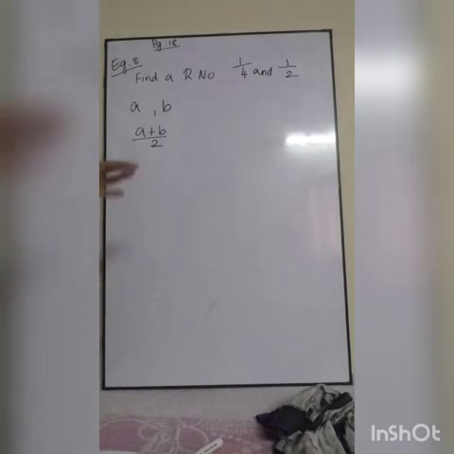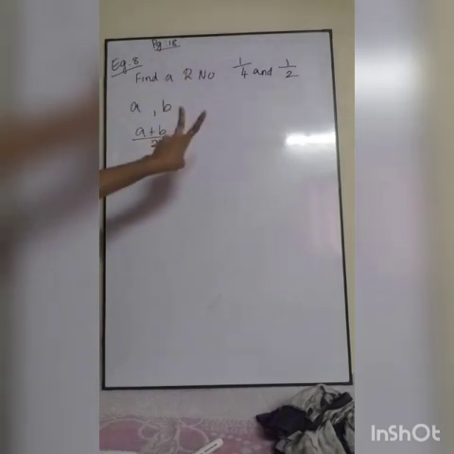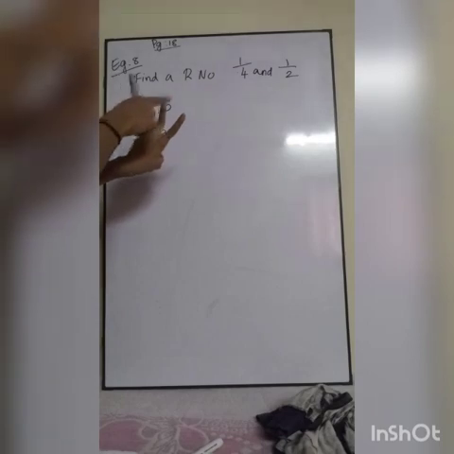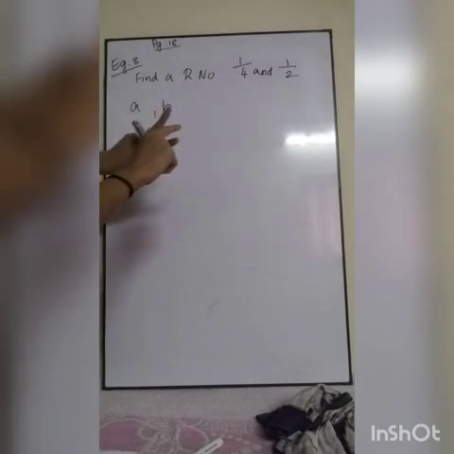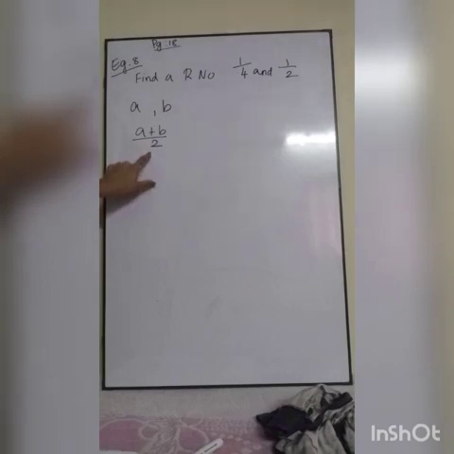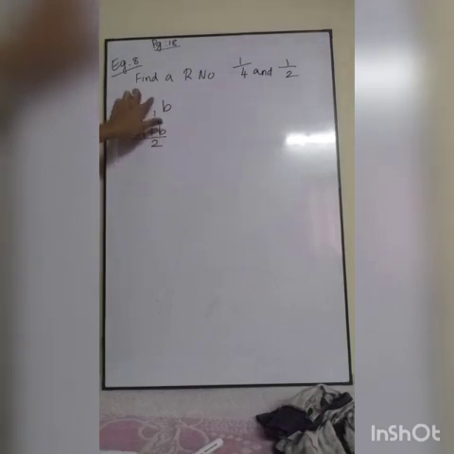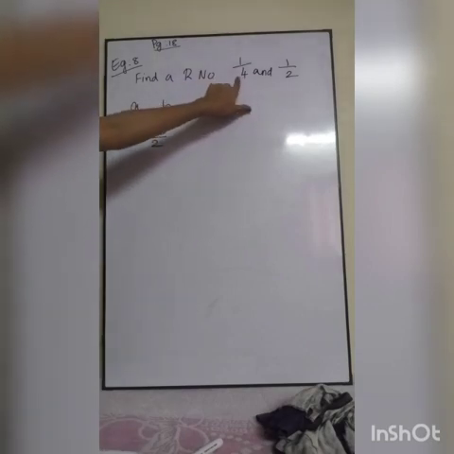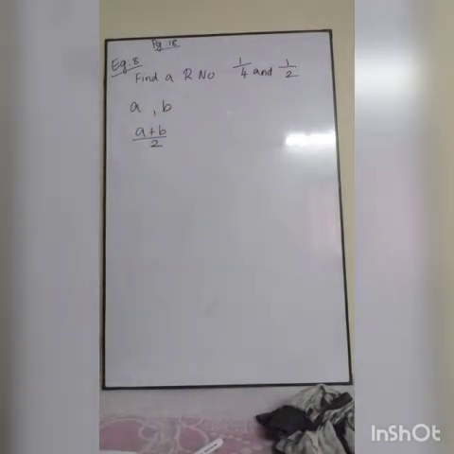Listen carefully. If they have given two rational numbers and they ask you to find the rational number between them, what is the formula? (A + B) by 2. You are just finding the middle rational number between these two. So what are the rational numbers given? 1 by 4 and 1 by 2. Whenever they ask only to find one rational number, this is the only formula for that.